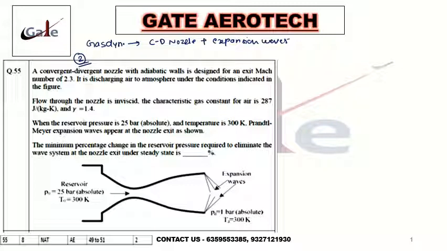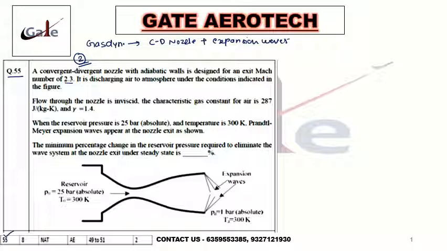So if you see, this was question number 55, and this was NAT, and I have put the answer as well, so you can cross check. Let's read the question. A convergent divergent nozzle with adiabatic wall is designed for an exit Mach number of 2.3, right? So at the exit we have 2.3. They want 2.3 at the exit plane of the nozzle. It is discharging air to atmosphere under the condition indicated in the figure, right?